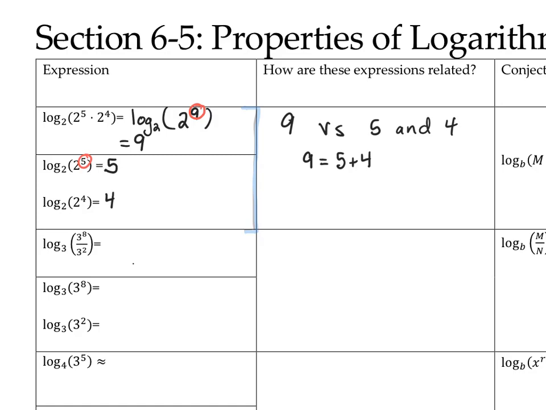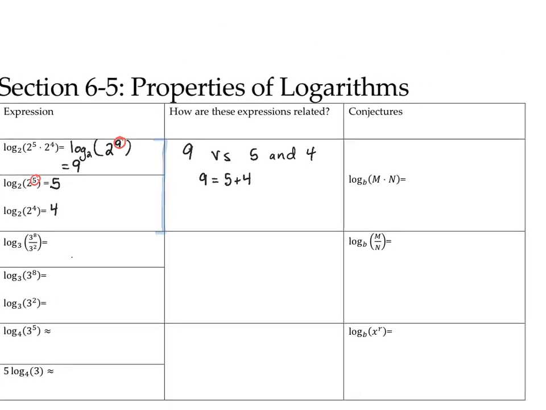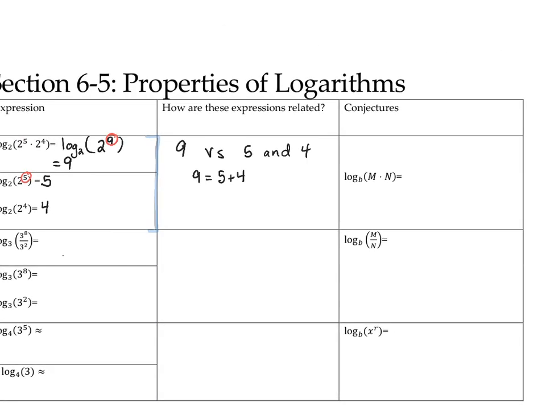So my conjecture on the rule is that if I have the log of two things multiplied together, like I did over here in the first part of the problem, then I can break that log apart and do log of m plus log of n.